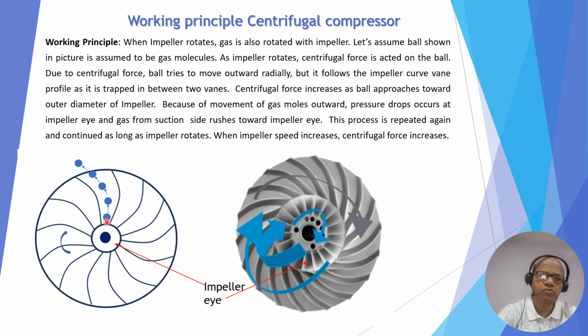So as the molecules come out, there is a lower pressure at the impeller eye, and so the gas from the suction side rushes to the impeller eye, and this is how a centrifugal compressor works.